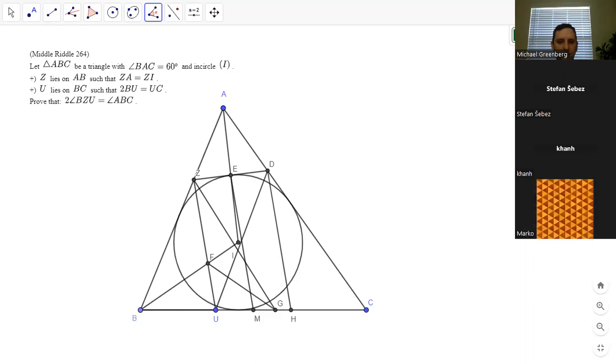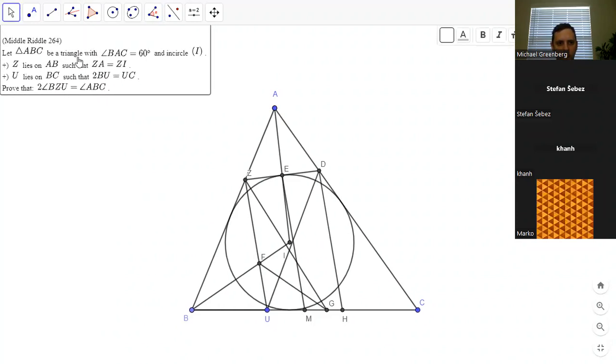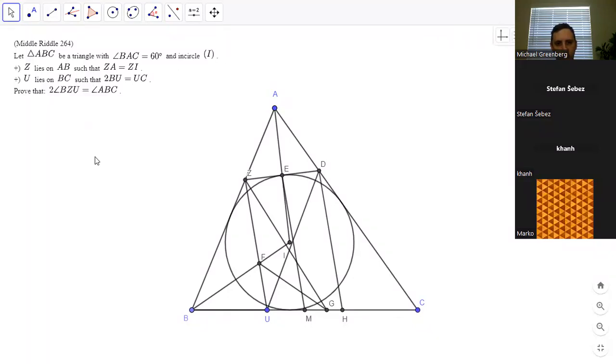I think this could be done really straightforwardly with trigonometry. If you're searching for ZU over BU, it has to be 1 over 2 cosine B half. And from that, you can just square that, and you can find ZU from the cosine theorem. I have some calculations here, but it looks like it can be done.